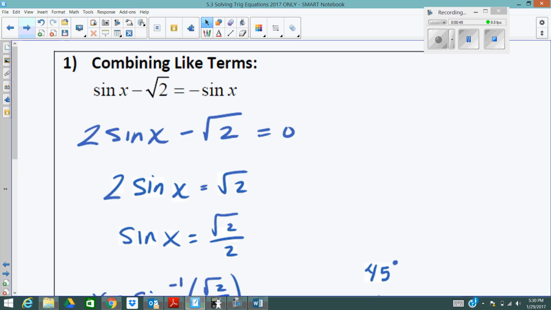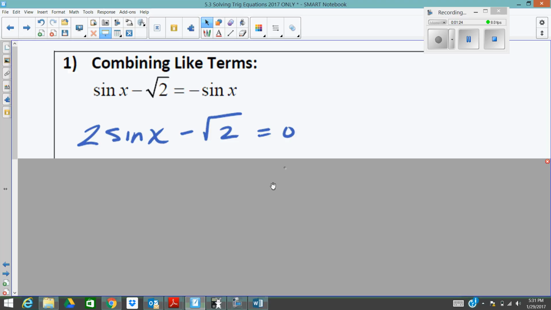Alright, so let's take a look at example number 1, solving a trig equation for both specified and general solutions. Here we go, a very basic example: sine of x minus square root of 2 equals negative sine of x. You're going to solve this just like a normal equation where you want to isolate your sine of x. So I'm going to add sine of x over to the left side to get 2 sine of x minus square root of 2 equals 0.